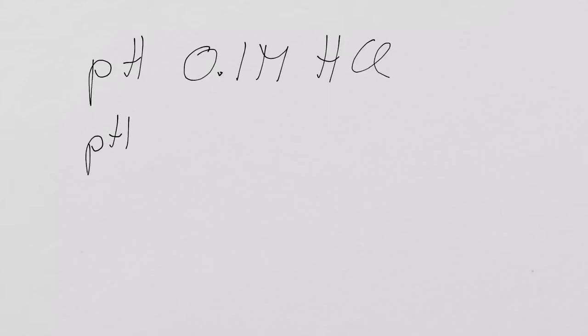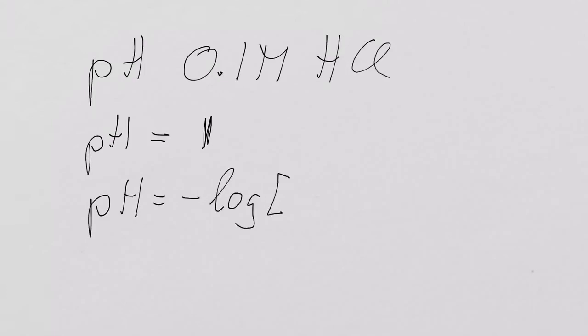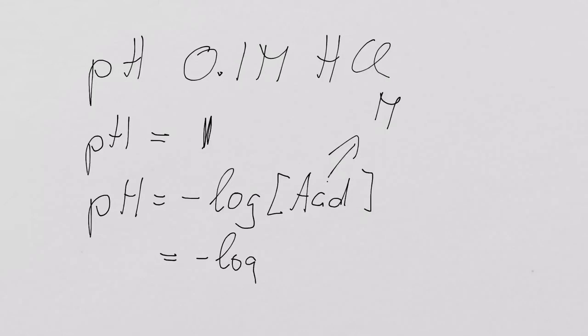So what's the pH of that? 1. So pH equals minus log of the acid concentration in this case. And we always have to do that in molar. So pH equals minus log of 0.1, and that gives 1. Okay, that was easy.